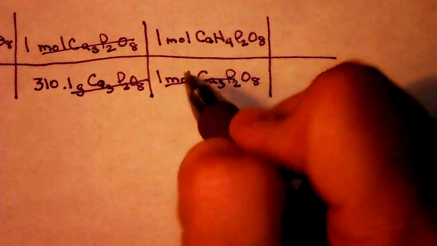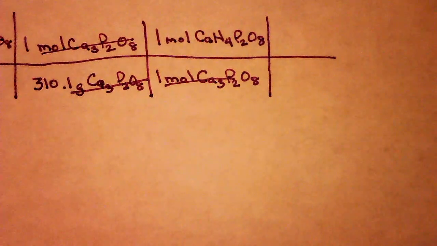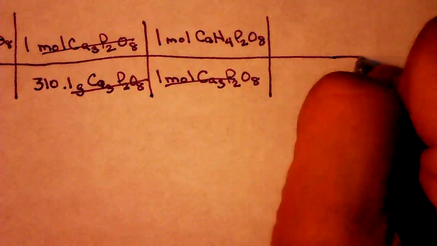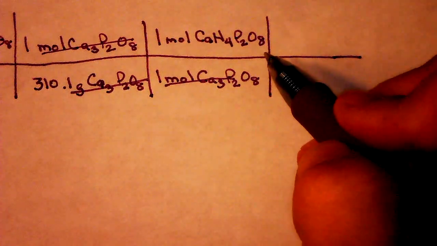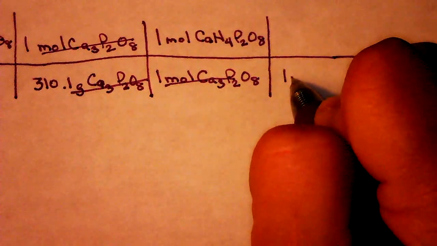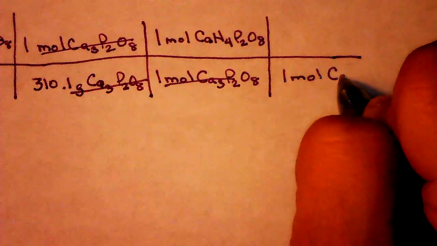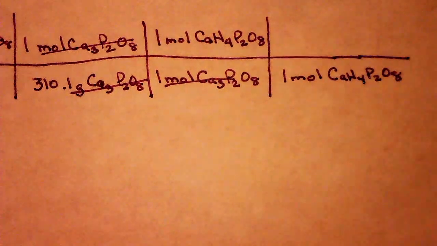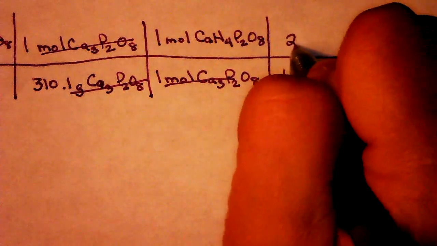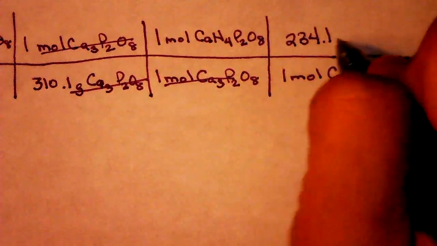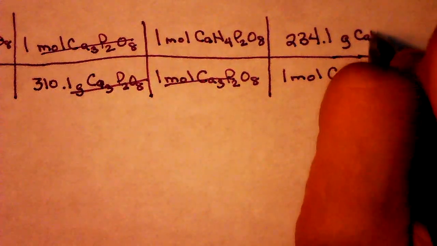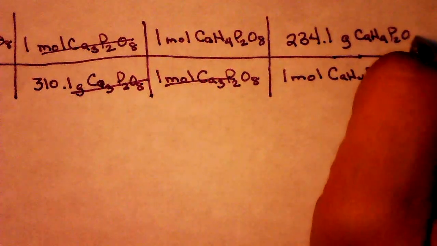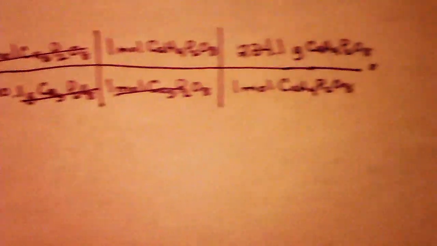Moles, good. I've got moles of what I want, moles of that fertilizer, CaH4P2O8. And now I am going to take that molecular mass that we calculated for CaH4P2O8, and I'm going to say, for every 1 mole of CaH4P2O8, we have how many grams? 234.1 grams of CaH4P2O8.